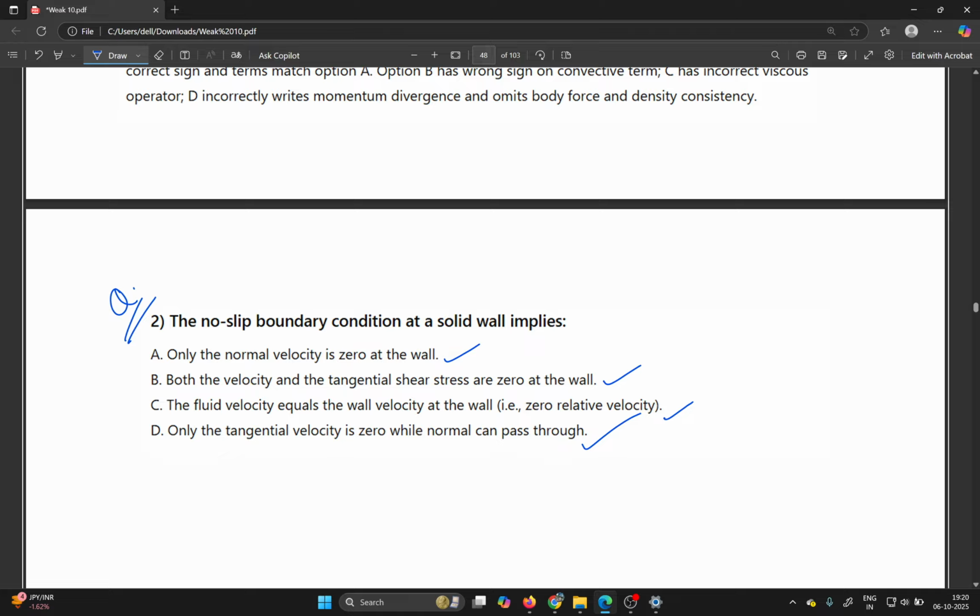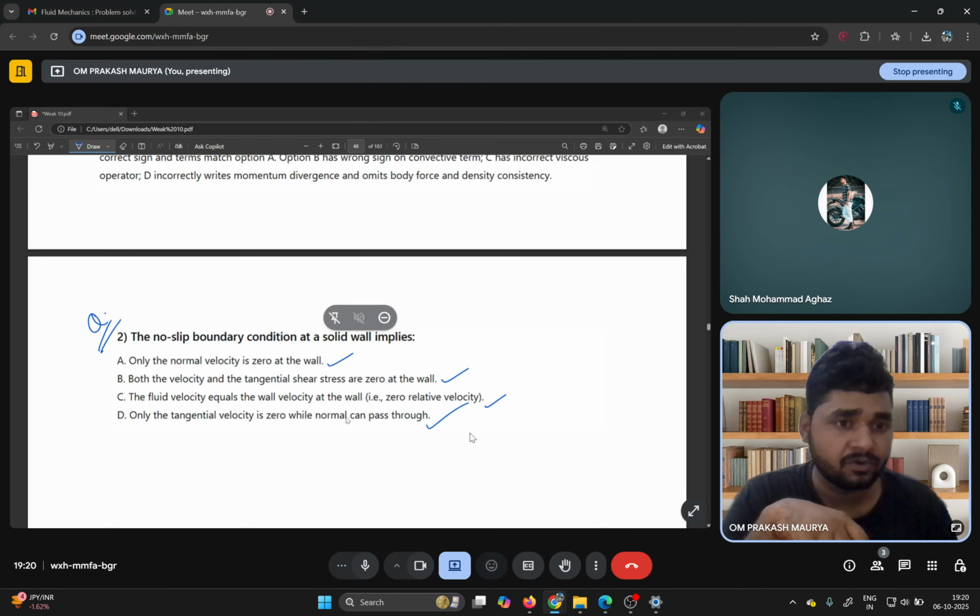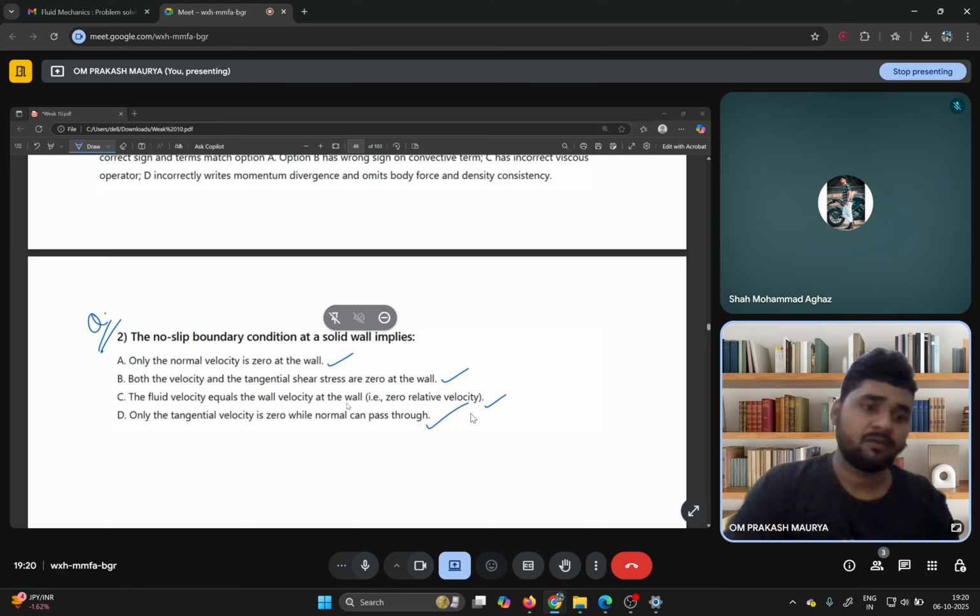I think sir has taught this in the very first classes. This concept is very important here, in week 10, that is boundary conditions and all. So please try to write your answer in the chat box, or you can use the mic if you know the answer. Okay, I will give you 1 minute again for this question.